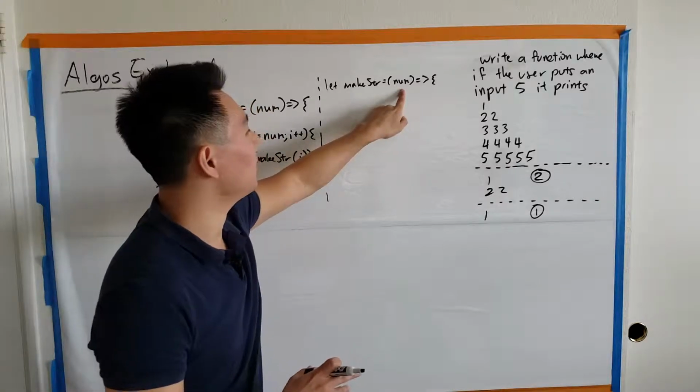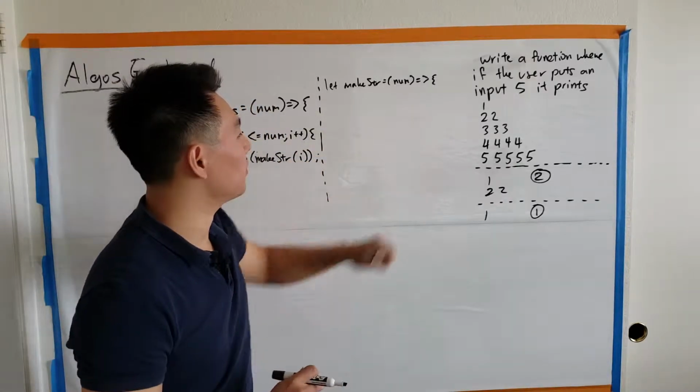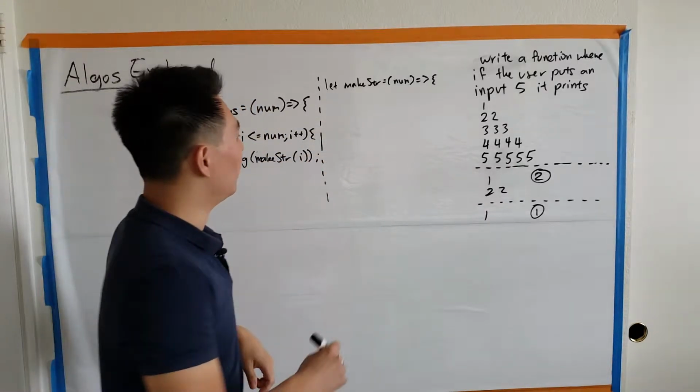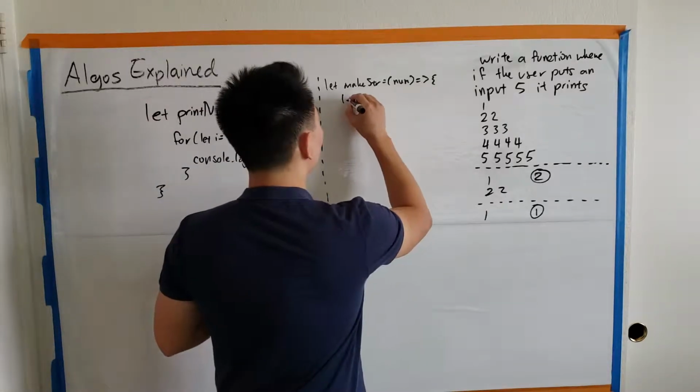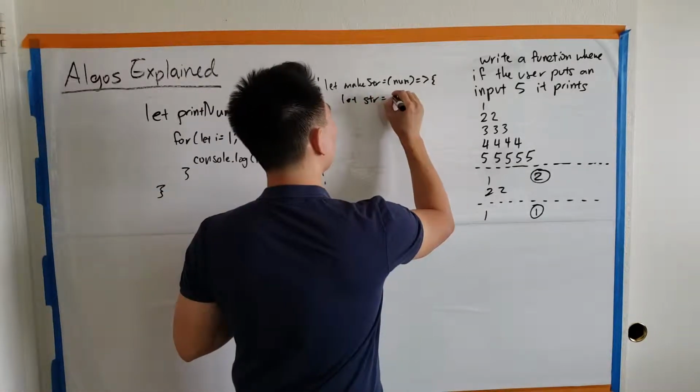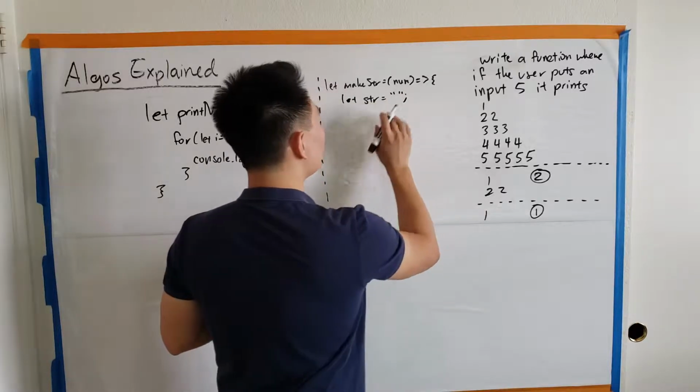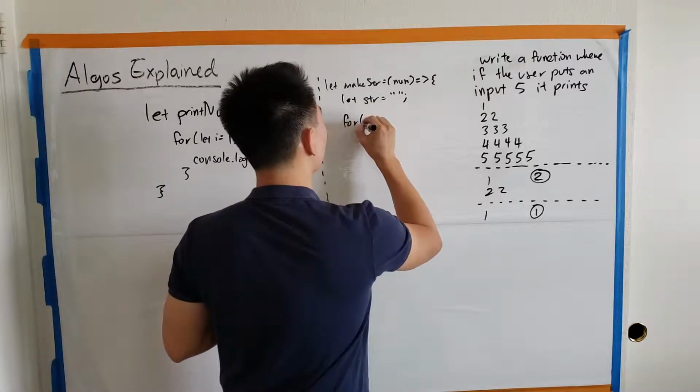So we want to use a num. And we also want to make it a string. So let's go ahead and create a variable of just an empty string that we can utilize later. So that's an empty string right there, and let's go ahead and create our for loop.